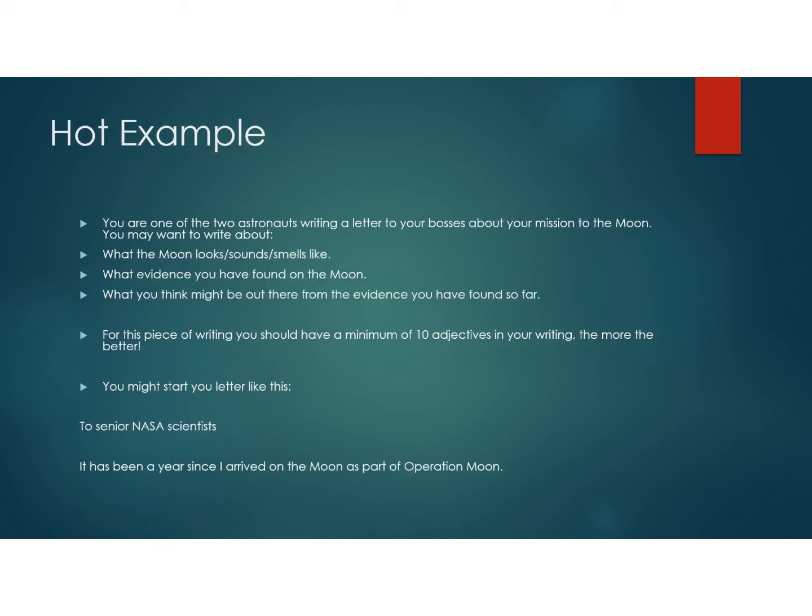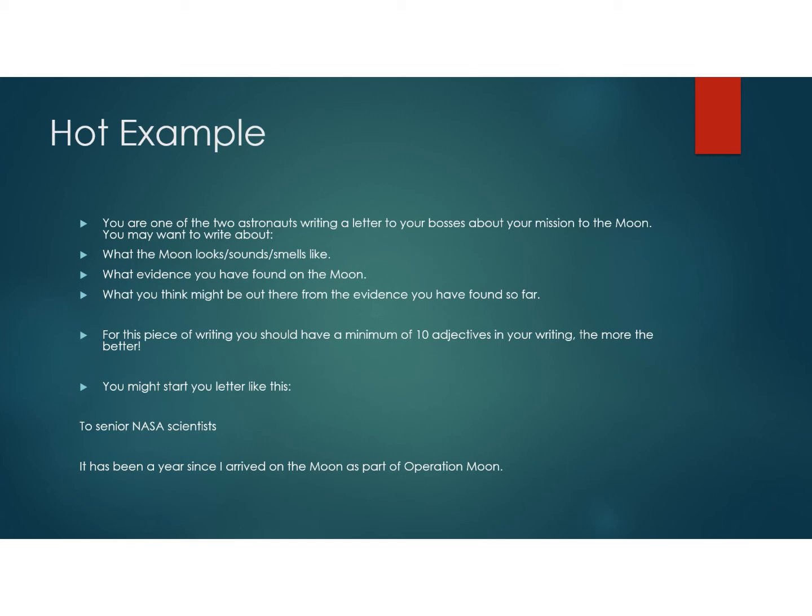The final example is the hot example. In this, you're one of the 2 astronauts writing a letter to your bosses about your mission to the moon. You may want to write about what the moon looks like, what you can smell on the moon, what sounds you can hear on the moon. You might want to write what evidence you've found so far on your mission to the moon. You might even want to include what you think might be out there from the evidence that you found.